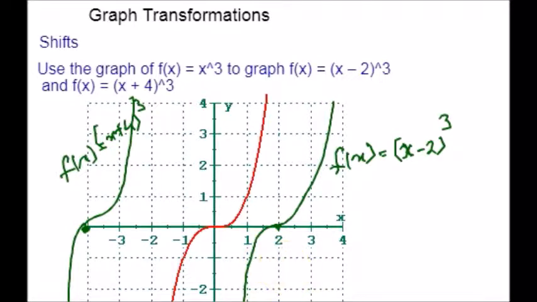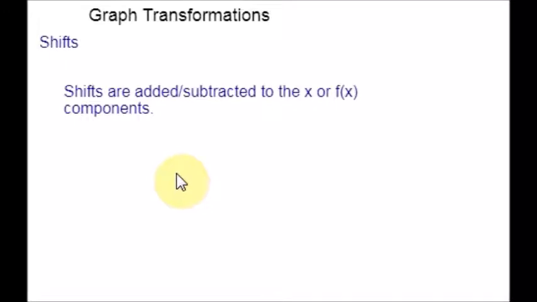So we must know that shifts are nothing but a number added or subtracted to the x coordinate or y coordinate. Y means f of x. So if a constant is grouped with the x, then it is a horizontal shift. Otherwise, it is a vertical shift. Hope you are clear with this shift.